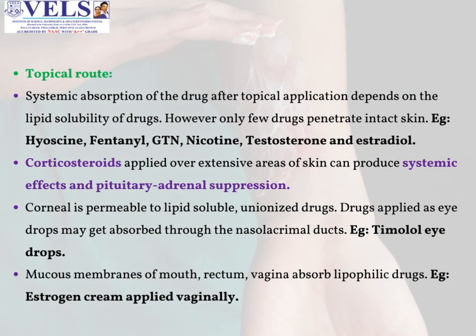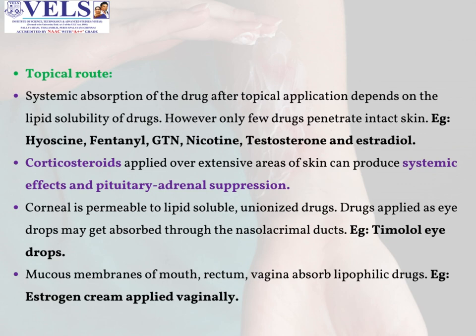Topical route. Systemic absorption of a drug after topical application depends on the lipid solubility of the drug. However, only a few drugs penetrate through intact skin. The drugs in this category are hyoscine, fentanyl, GTN, nicotine, testosterone and estradiol. Corticosteroids applied over extensive areas of the skin can produce systemic effects and pituitary adrenal suppression.